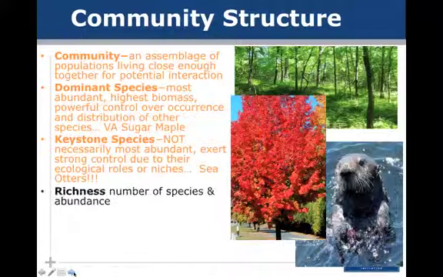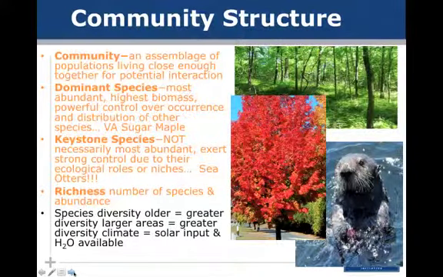We're going to talk about two different factors. We're going to talk about richness, which is the number of species and their abundance. And we're going to use a term called species diversity. So older species equals greater diversity, larger areas equals greater diversity, climate equals solar input and water available.